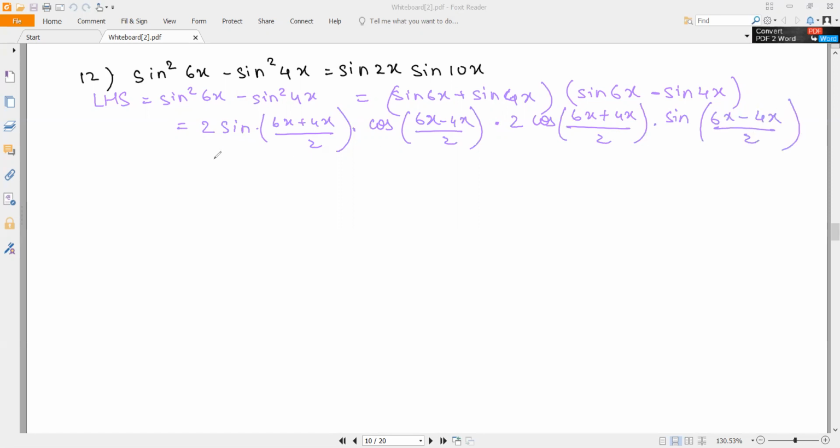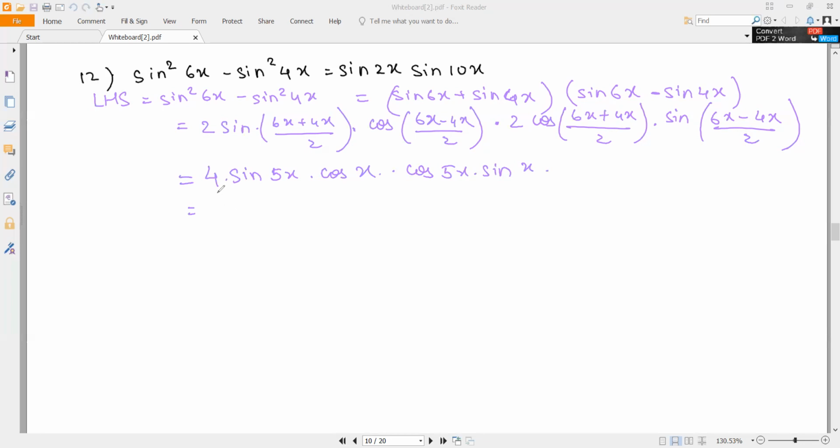So we've applied the formula for it. 2 into 2 is 4. This is sine 6x into 4x. 6x plus 4x is 10x, 10x divided by 2 is 5x, into cos of 6x minus 4x, which is 2x, 2x divided by 2 is cos x, into cos, again 10x by 2 is 5x, into sine 6x, again this is x.